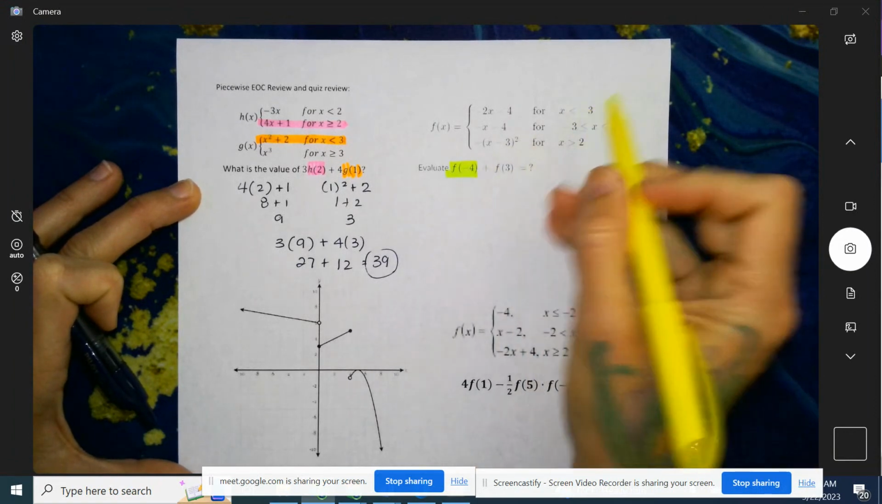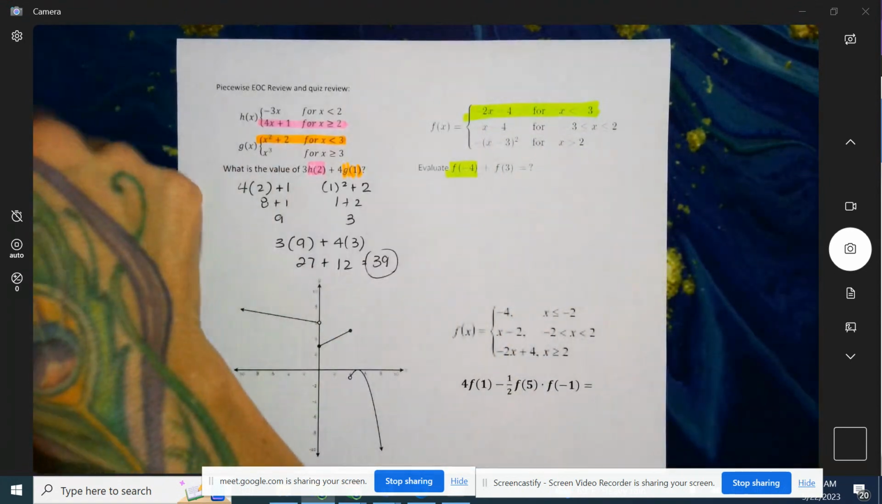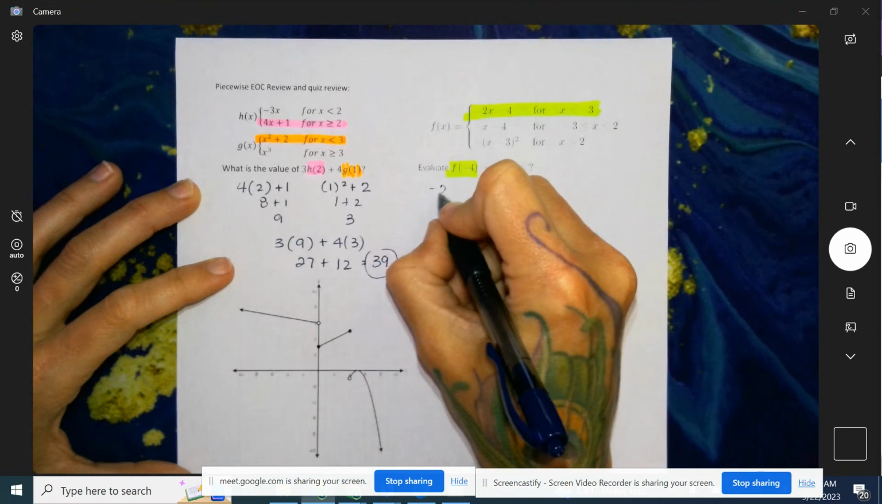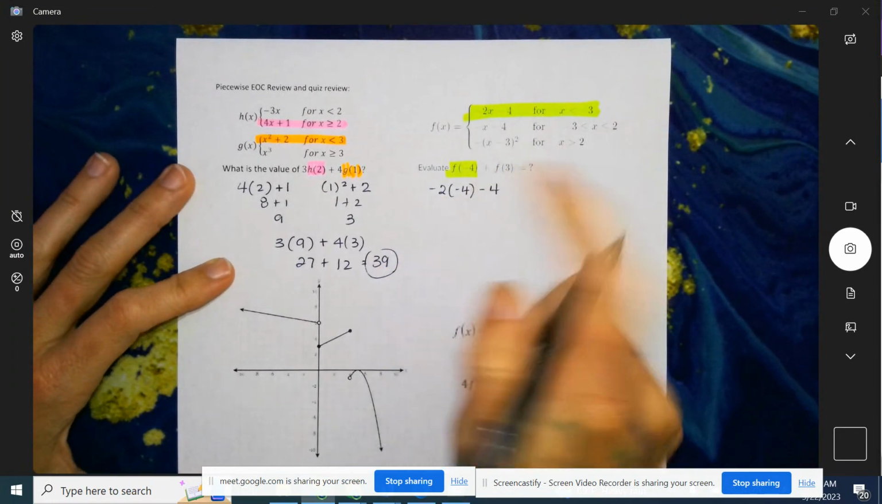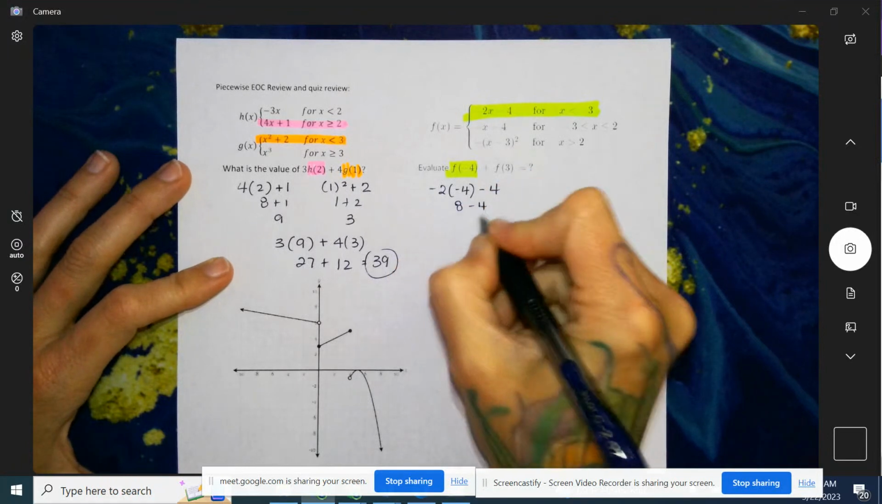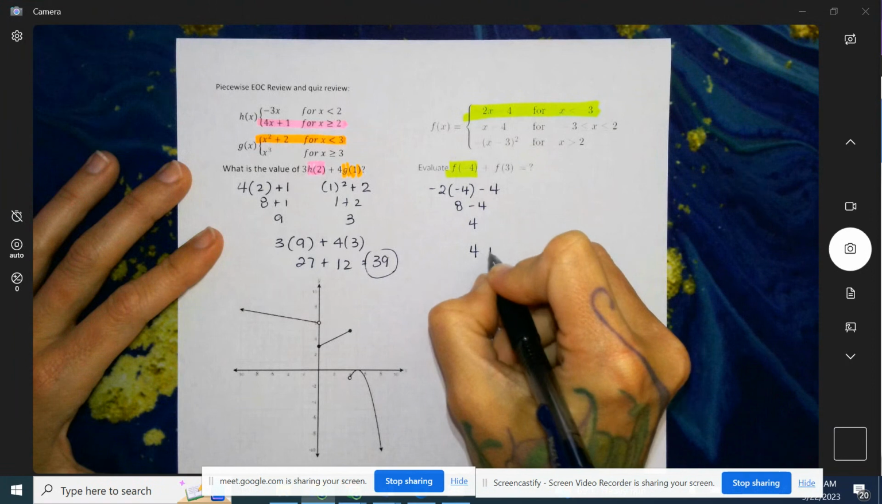So negative 4 is less than negative 3. So we're going to use this one for that one. And so that's going to be negative 2 times a negative 4 minus 4. Negative and negative give us a positive 8 minus 4. We get 4. There's nothing in front of that f, so it's just going to be 4 plus.